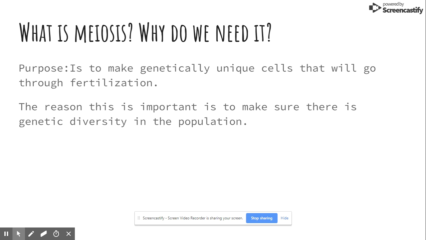Mitosis is all about making genetically identical cells because we want those cells we make in mitosis to continue to carry out bodily functions. Meiosis, we don't care about bodily functions anymore. These cells are going to have a unique purpose, so they need to be genetically unique. These cells are going to go through fertilization. They're going to produce organisms for the next generation.